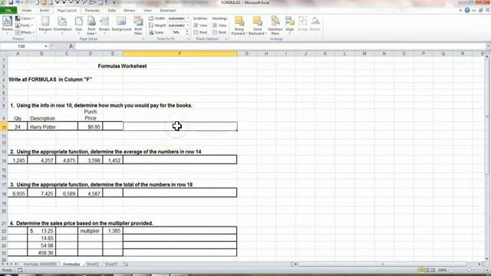And we're going to go into cell F10 to create our first formula. Now what we're looking for here for question 1 is to use the info in row 10 to determine how much you would pay for the books. Basically what we have is a quantity of 24 Harry Potter books, and they cost $6.95 a piece. If you just had a calculator, what you would do would be 24 multiplied by $6.95.